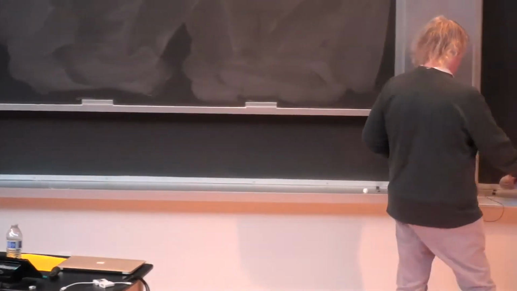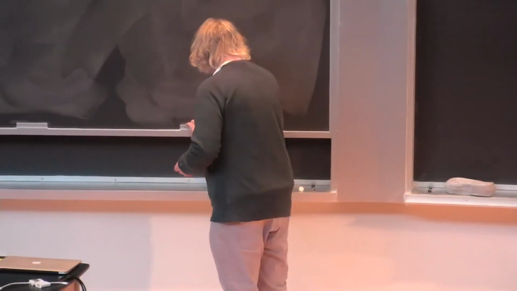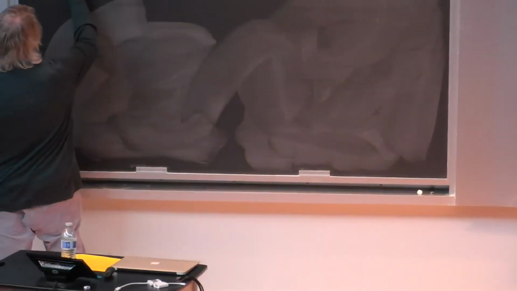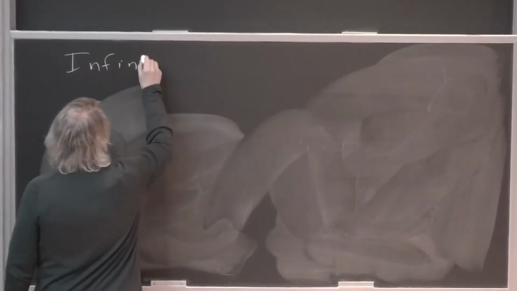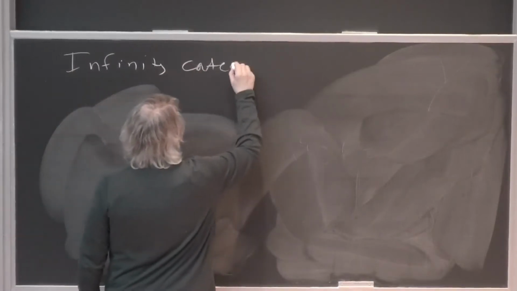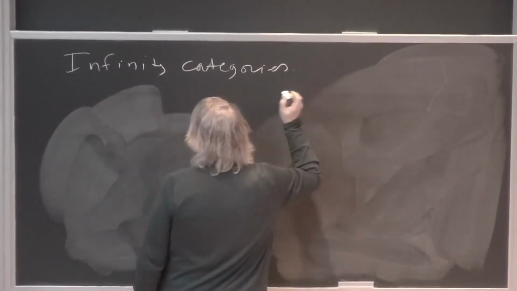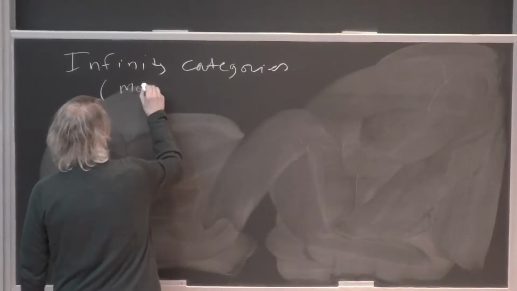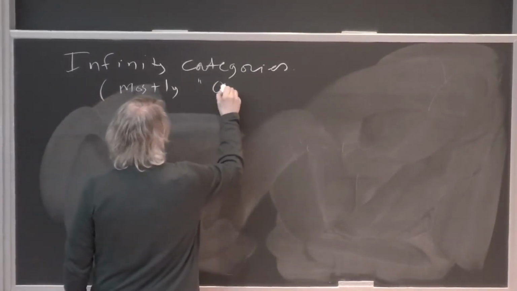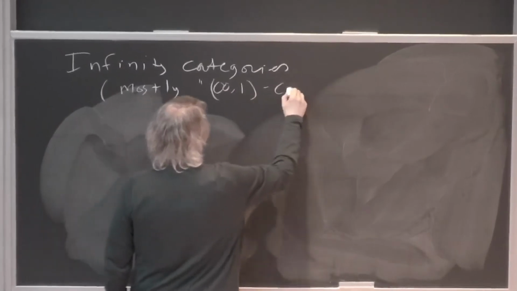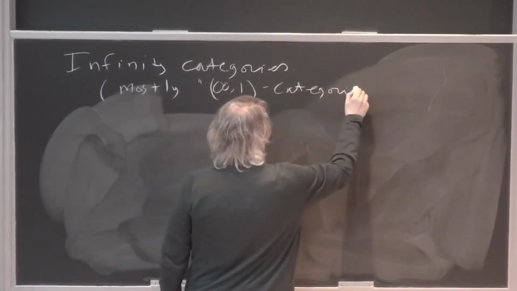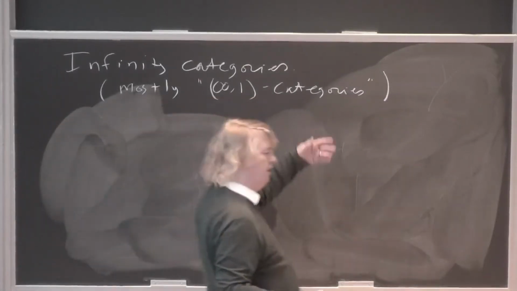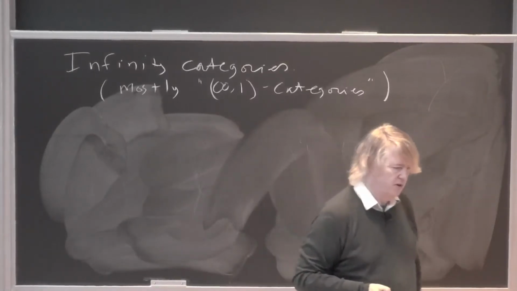So I'd like to try to explain basically how I think about infinity categories. Okay, so infinity categories. This is going to be mostly about what's called infinity-1 categories. I'll explain that maybe later. We'll see a little bit along the way about going to infinity 2 and so on, infinity n.